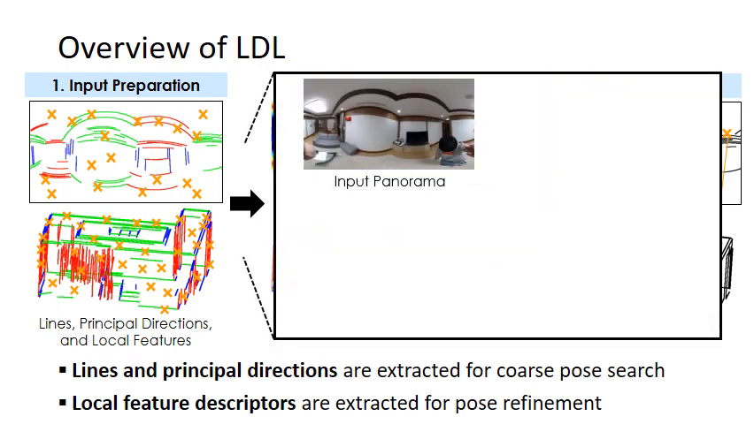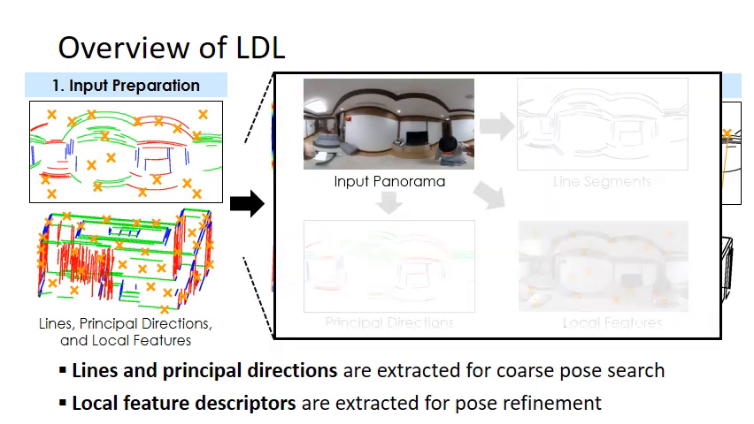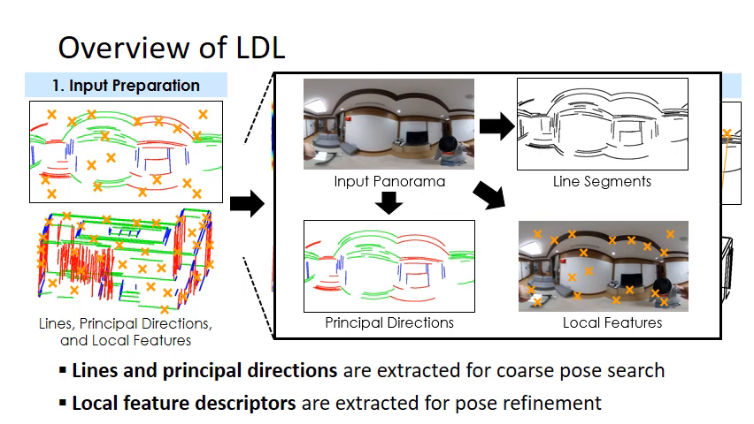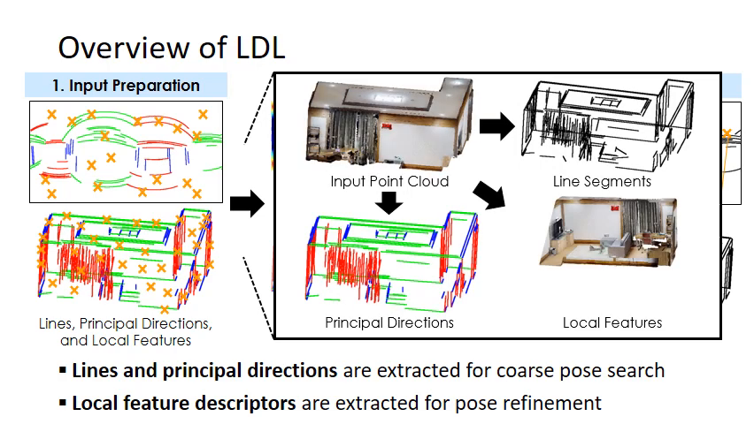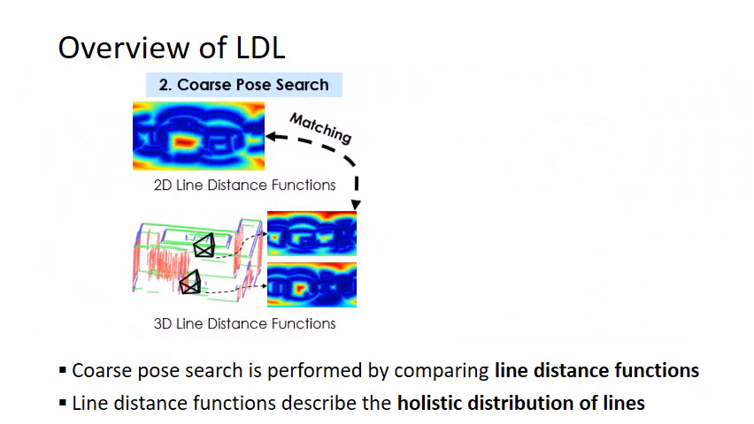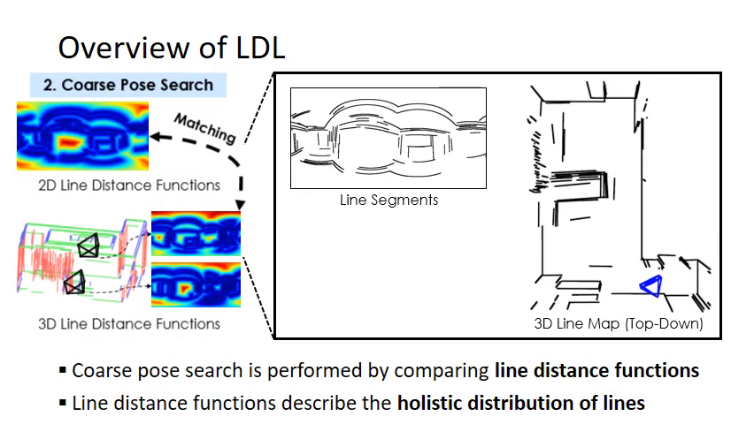Now we will look at the localization pipeline in more detail. During input preparation, we first extract line segments and principal directions for coarse pose search and local features for refinement. A similar process is repeated for 3D, where we render synthetic views from the point cloud and extract local features for each view. During coarse pose search, we exploit line distance functions in 2D and 3D.